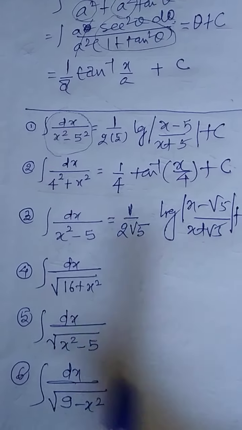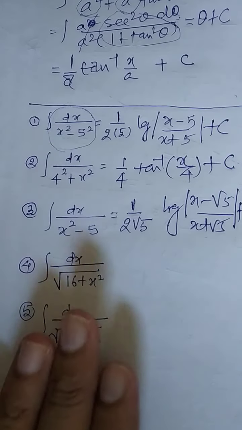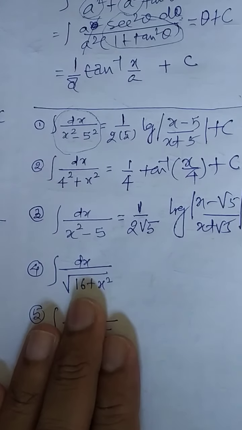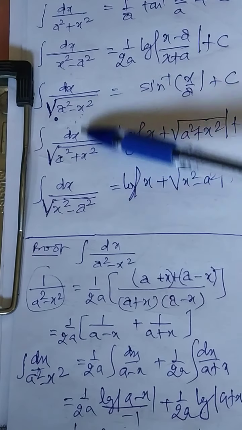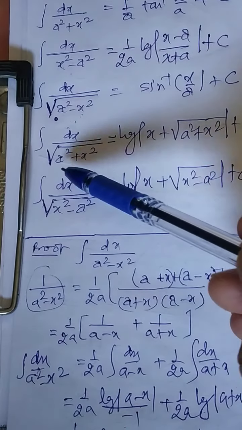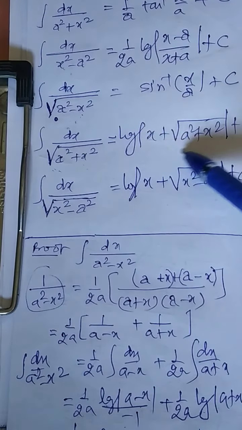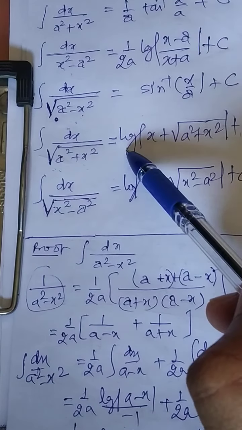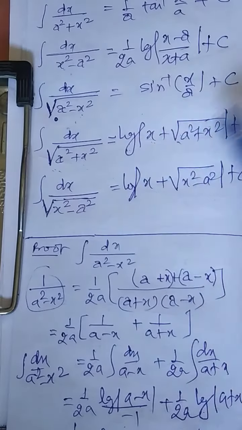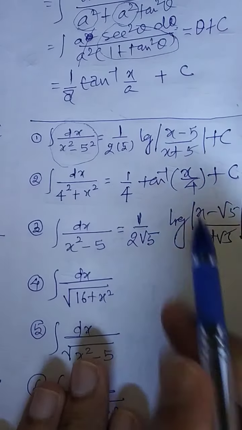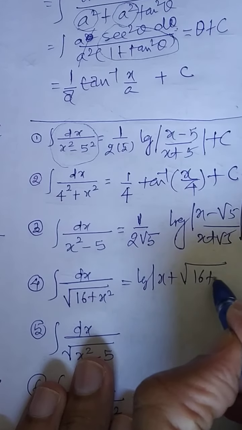Now fourth question. See here, fourth question. Dx upon root under 16 plus x square. Now I am showing the square root is there. Now for square root we have 3 formulas. It is 16 plus x square, so it is the second one. 16 plus a square. I think here you don't want to identify a. It is log x plus denominator as it is. So the answer of this question is also log x plus denominator as it is.